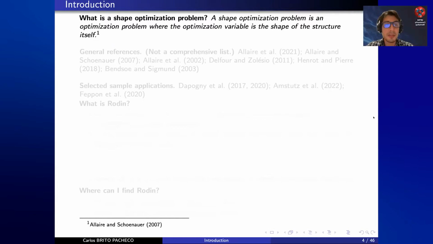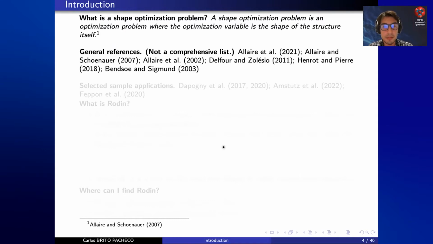Okay, so what is a shape optimization problem? A shape optimization problem is just an optimization problem where the optimization variable is the shape of the structure itself. So I won't spend too much time on the actual meaning of this. I will only give some general references.